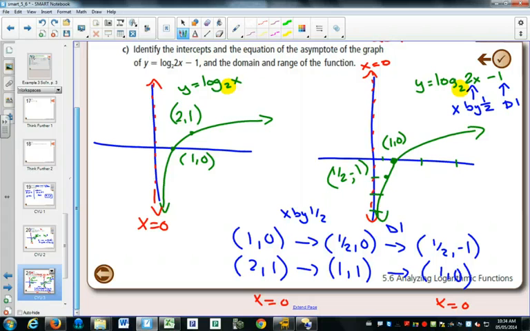So we've got the same asymptote for part C. We've got an x-intercept labeled at 1, 0. There is no y-intercept. For this second graph, the domain is still bigger than 0, and the range is still everything.